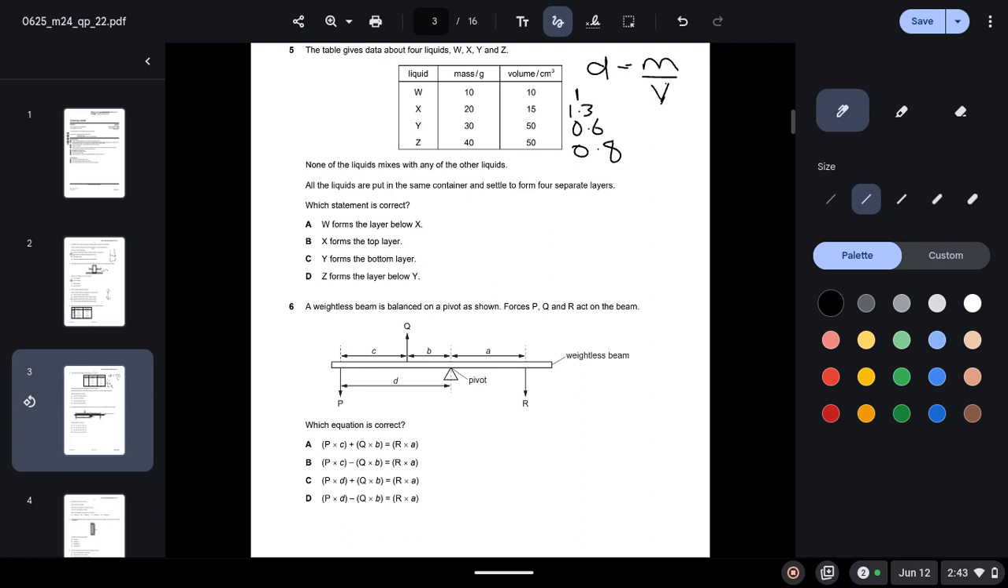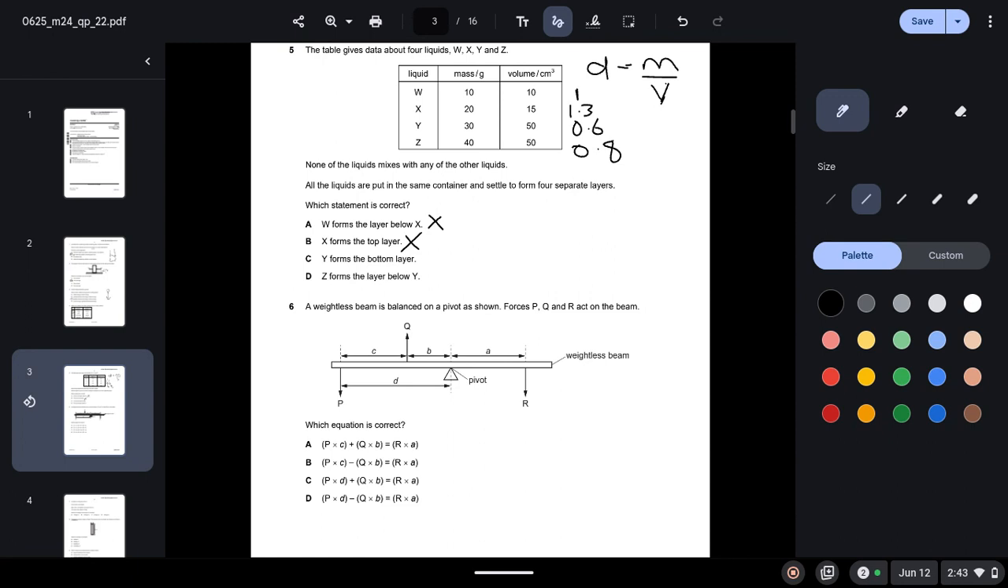W forms the layer below X. W is less dense than liquid X, so it will be above X, not below X, so A is incorrect. X forms the top layer. Well, X is the most dense liquid. It will form the bottom layer and not the top layer.